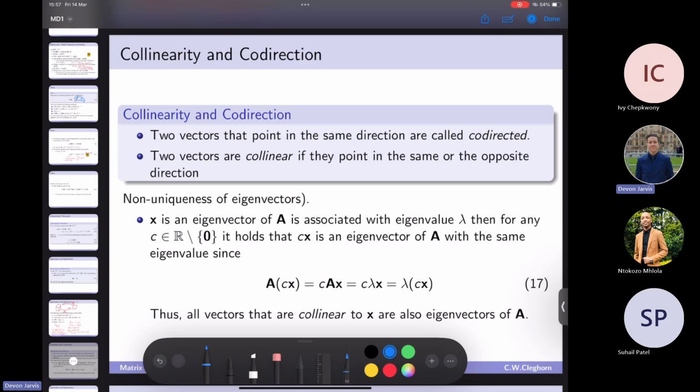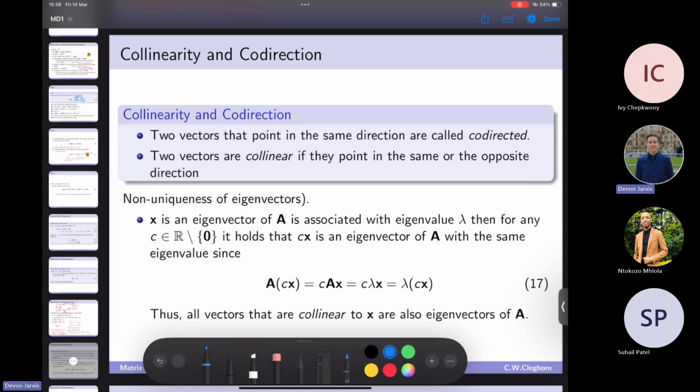Two vectors that point in the same direction are called codirected. Two vectors are collinear if they point in the same or the opposite direction. So it's a little bit more of a general term. If it's parallel to another vector, but just in the opposite direction, now it's collinear. They still lie on the same line.